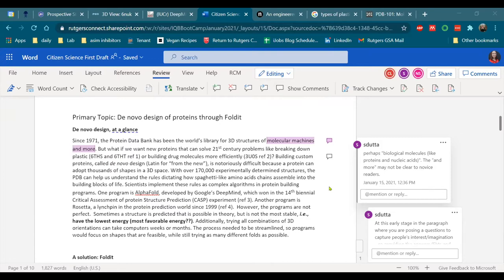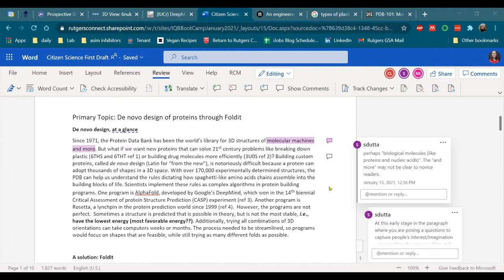But what if we want new proteins that can solve 21st century problems like breaking down plastic, and then there's PDB IDs, or building drug molecules more efficiently, another PDB ID. Building custom proteins, called de novo design, which is Latin for "from the new," is notoriously difficult because a protein can adopt thousands of shapes in a 3D space.